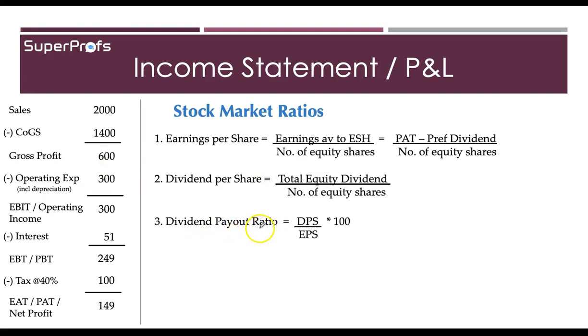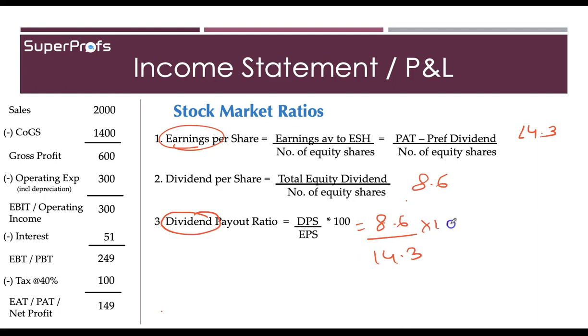Next one is dividend payout ratio. Basically, what is the dividend per earning? You calculate this as dividend per share divided by earnings per share into 100. This was 14.3 and this was 8.6. So 8.6 upon 14.3 into 100 will give you the value of dividend payout ratio, which comes down to 60%.